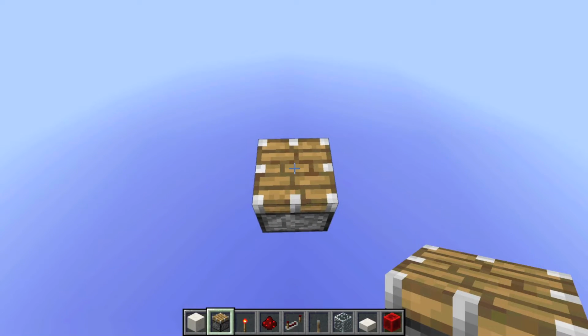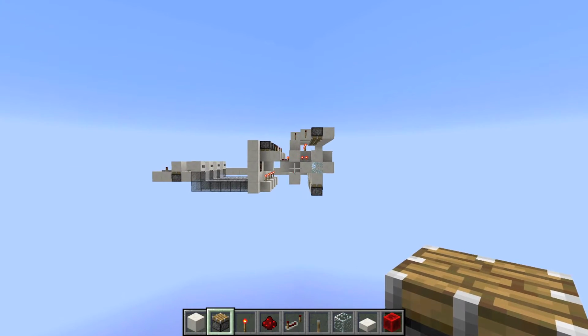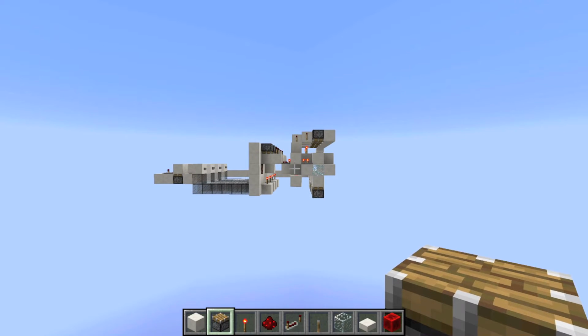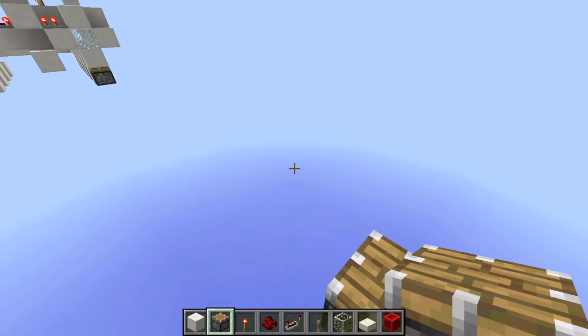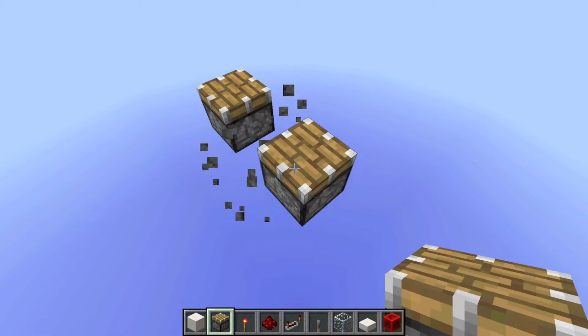So the version I'm going to show you how to make is going to be that one over there, where it accepts 1, 2, 3, and 4-tick pulses. However, at the end of the video, I will show you how to make it accept 0-tick pulses, how to make it start at a different tick, and of course, how to expand it infinitely. Now, our piston layout goes like this.